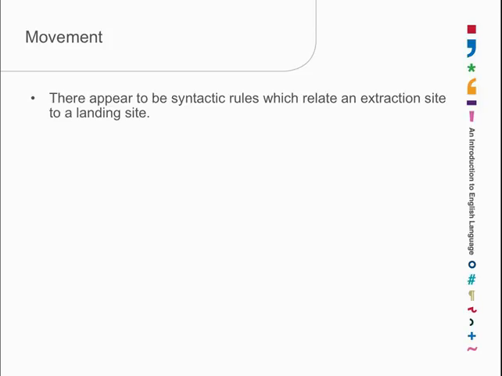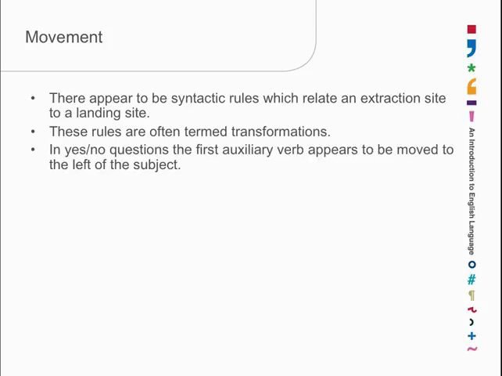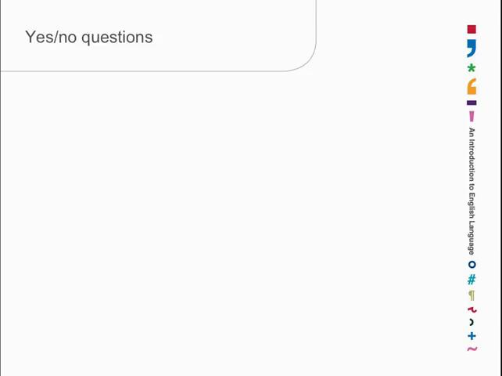The rules that do this, that pick something up from an extraction site and place it in a landing site, are often called transformations or movement rules. In yes-no questions, the first auxiliary appears to be moved to the left of the subject. So, let's see how good that particular analysis is. Ethne writes letters. What is a yes-no question on that? If we want to question whether that's the case or not, what do we ask? We ask, does Ethne write letters?